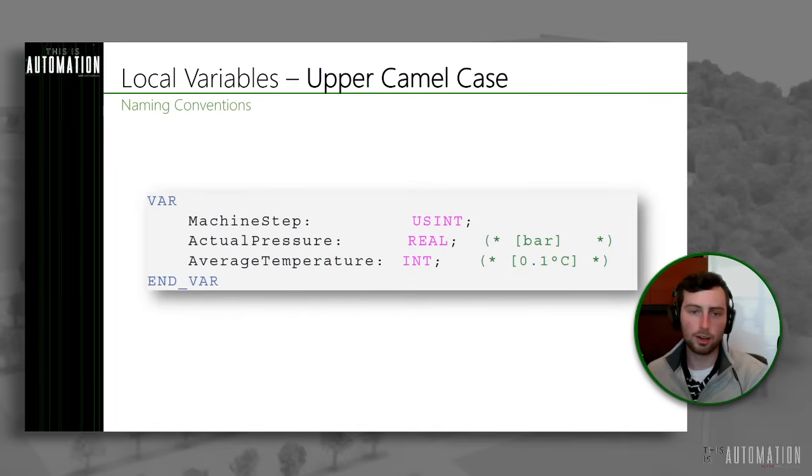All right, local variables. Again, a matter of preference, but what we recommend is to use upper camel case here. Use descriptive names. So when we say upper camel case, in this case, we have MachineStep. Two words, machine and step, instead of cramming those together with no delimiter for what the next word is, we're just using a capital letter to indicate that.